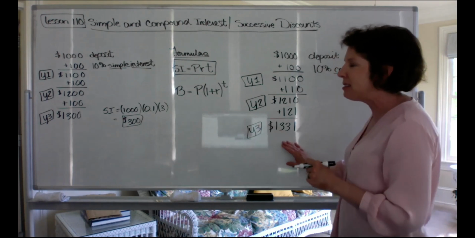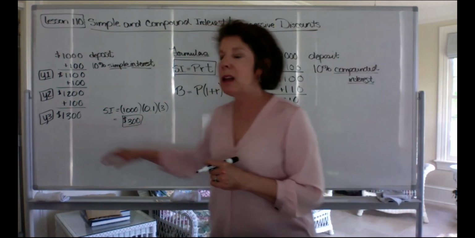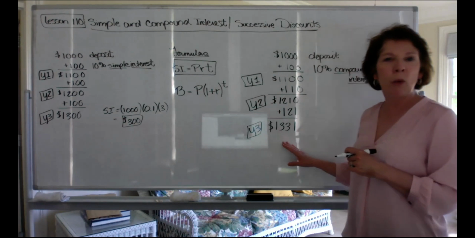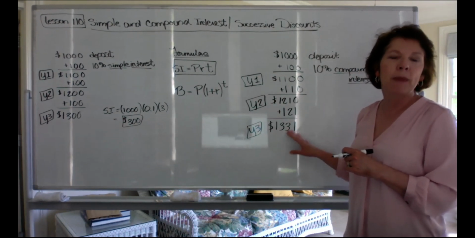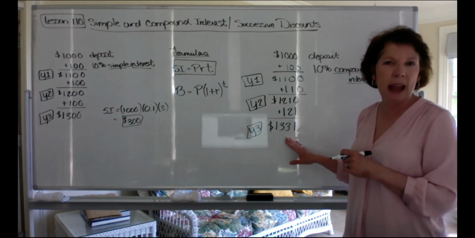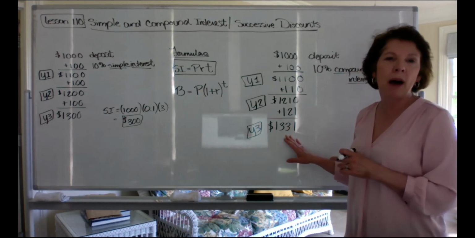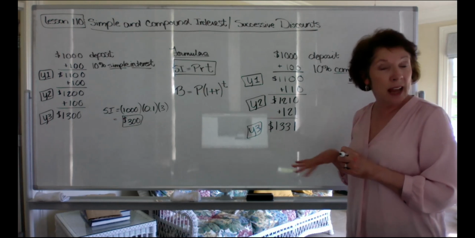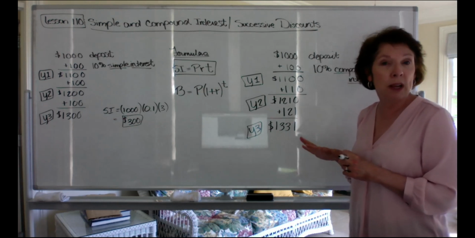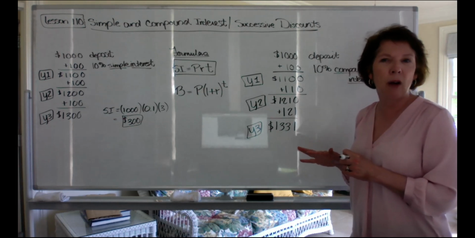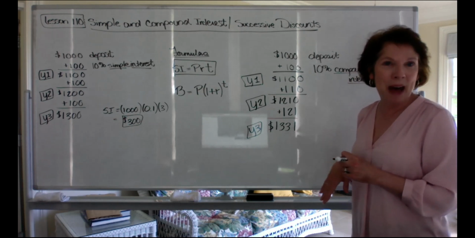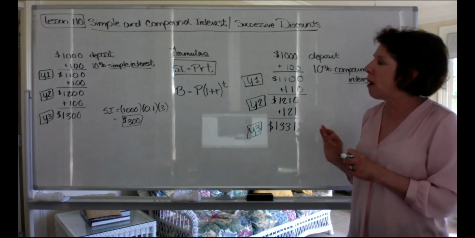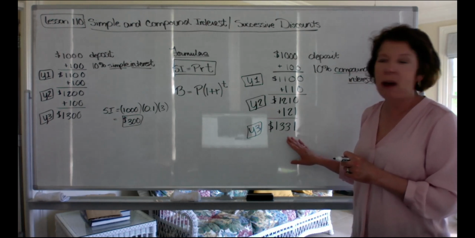Now, compare that to what I had over here, $1,300 compared to $1,331. I made $31 extra keeping it in a compound interest account. And you may say, well, that's not much, but let me tell you, over 10 years, 20 years, 30 years, if you keep something in the bank for a long time, which is what you should do with investments, it's really, really going to pile up and be so much more profitable for you to use compound interest.